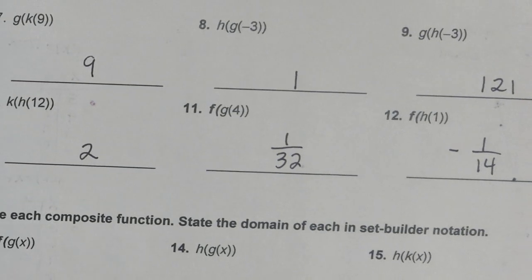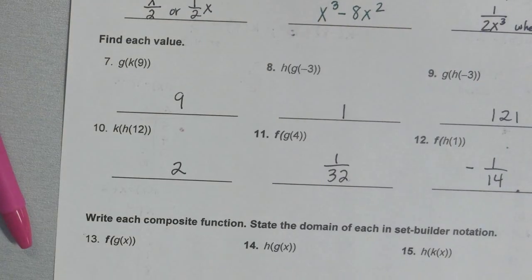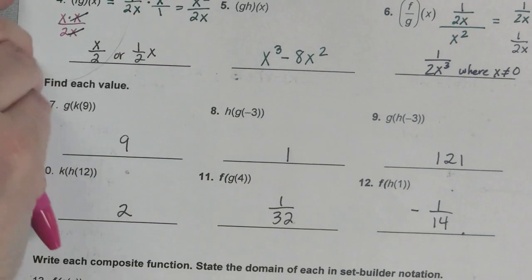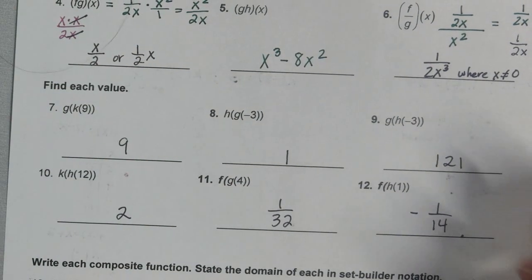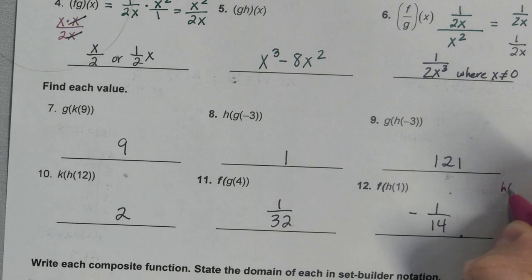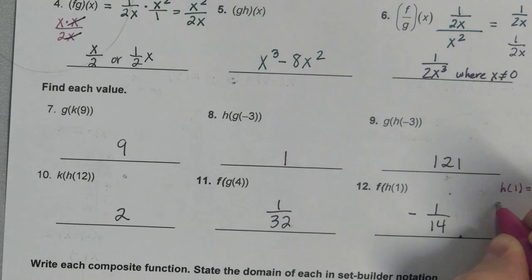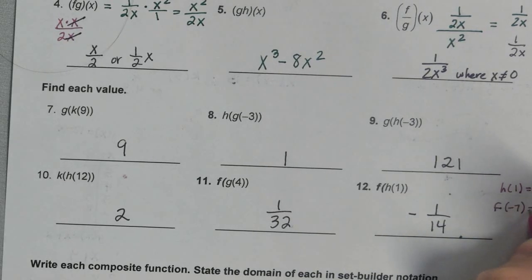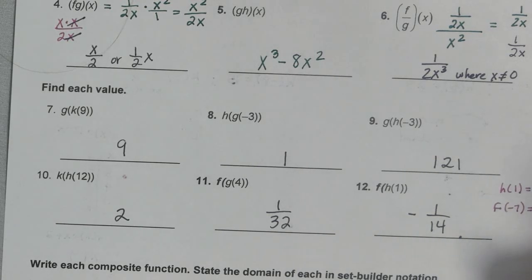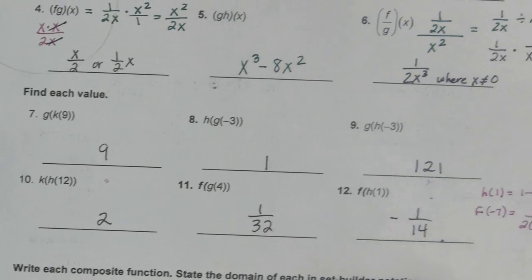Okay, so which one should we do together? All right. So you have f of h of 1. The first thing you're going to want to do is the h of 1. So you start with the inside. So you have 1 minus 8, which is negative 7. That's what you have to take and plug into f of x. So you do f of negative 7, which is 1 over this. Yeah, so you got the, yeah, that's fine.